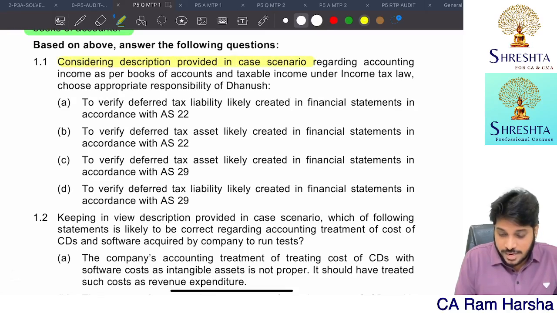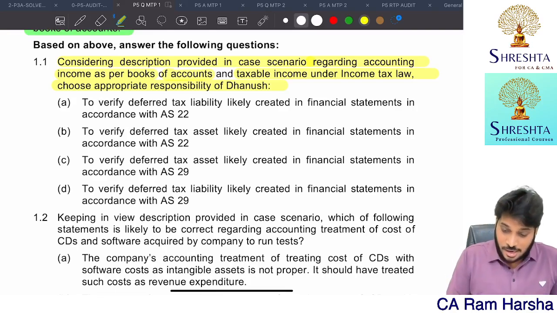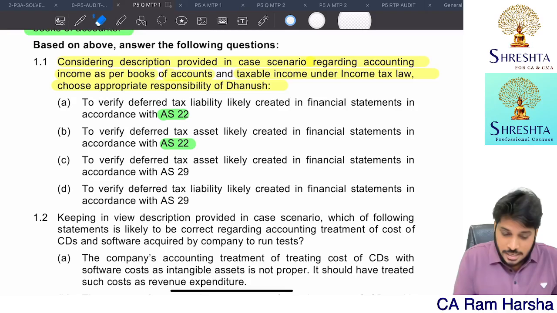Considering the description provided in the case scenario regarding accounting income as per books of accounts and taxable income under income tax law, choose the appropriate responsibility for Dhanush. They are asking about deferred tax. Deferred tax is dealt under Accounting Standard 22, accounting for taxes on income. Here they have given two standard numbers which are 29 and 29, so they are straight away wrong. We have to select between these two.